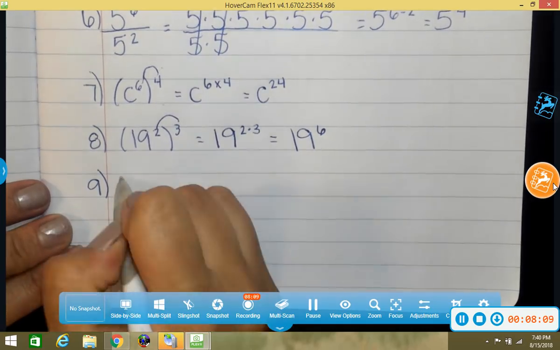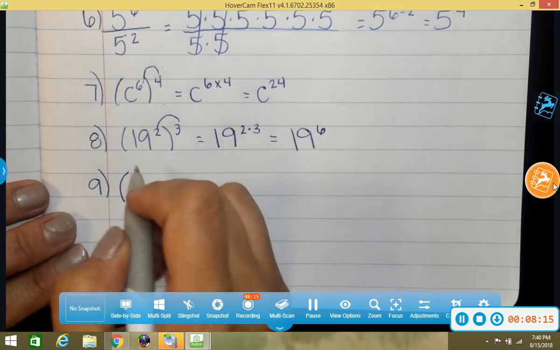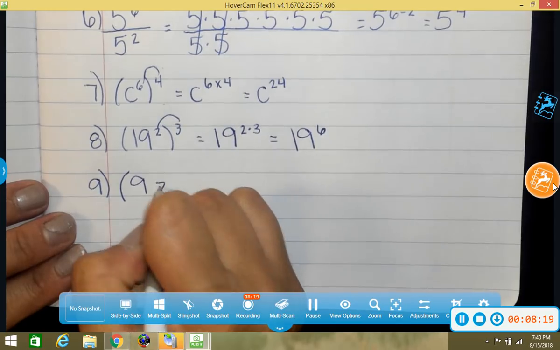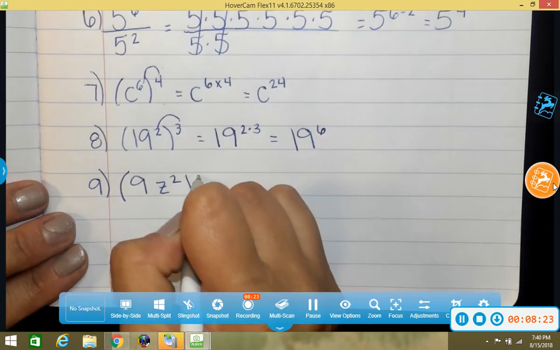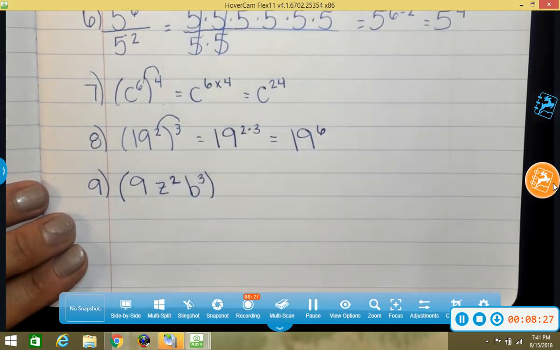Okay, this one is power to a product, so we're going to have more than one thing inside the parentheses. So we'll say 9z squared b cubed. That's a squared and that's a z. All to the 5th power.